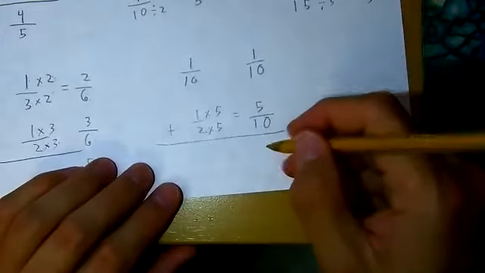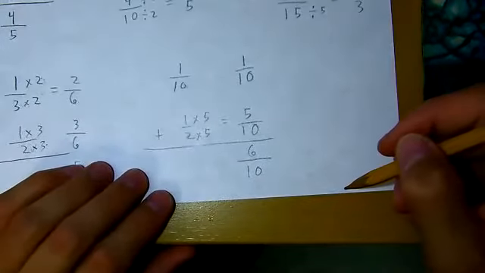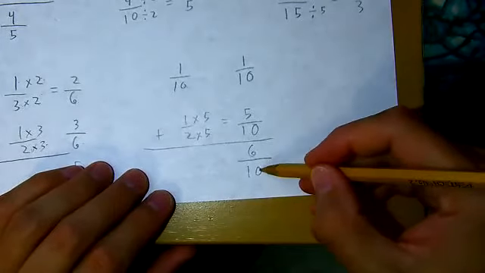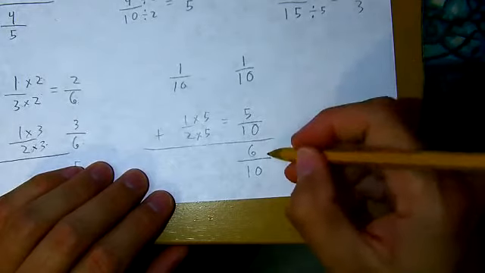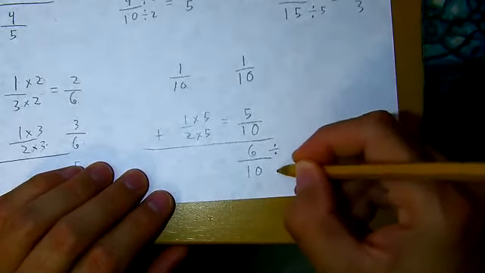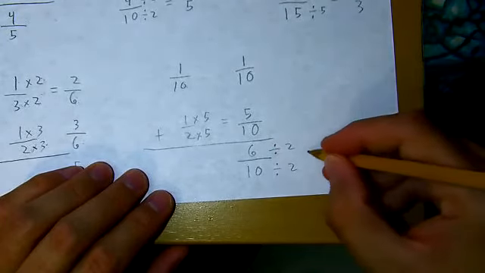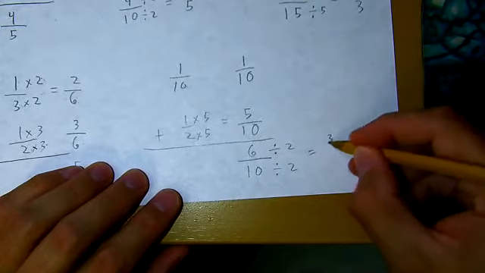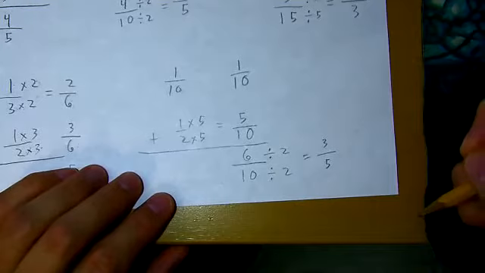Now you add your top numbers together, bring down your denominator, and check to make sure it's in simplest form. You should be able to tell by looking at these that it's not in simplest form. If you know your times tables, you know that 2 will go into both of these numbers. 2 and 1 are the only 2 common factors again. So if we divide by 2, we'll get 3 and 5. So your final answer is 3/5.